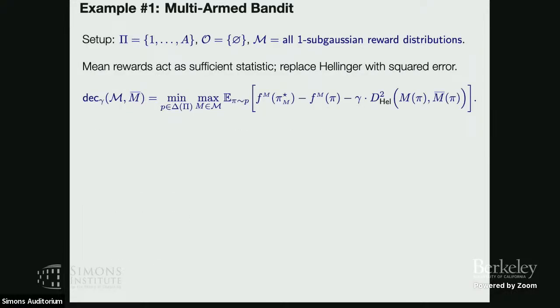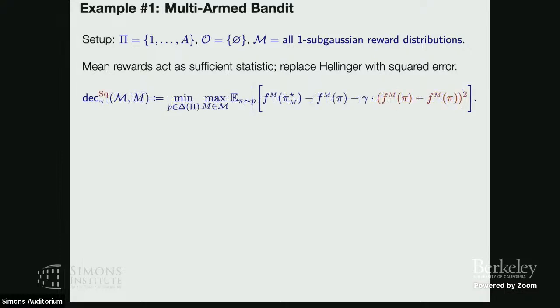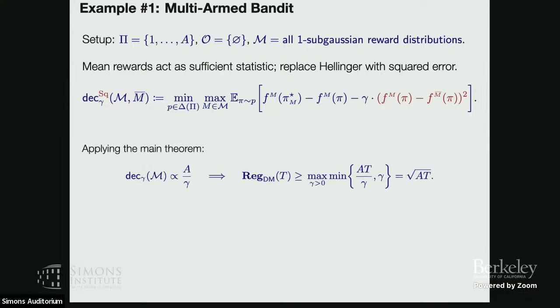Okay, so for the first example, I'll come back to the multi-armed bandit problem, just a finite set of actions. For this problem, I'm displaying the full DEC here. But what you can do is simplify this to a variant of the DEC where you replace Hellinger distance by squared distance between the means. These are actually equivalent for this setting. The intuition is that if I don't assume anything about the noise, then in the worst case, the max player can pick white noise, which makes everything other than the means uninformative.